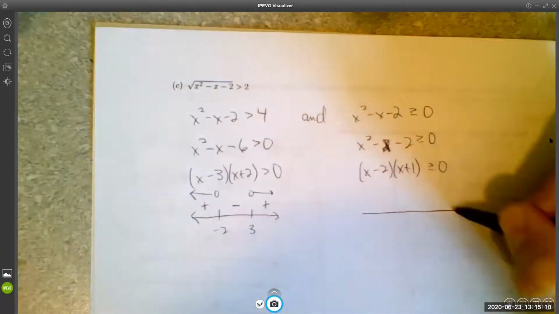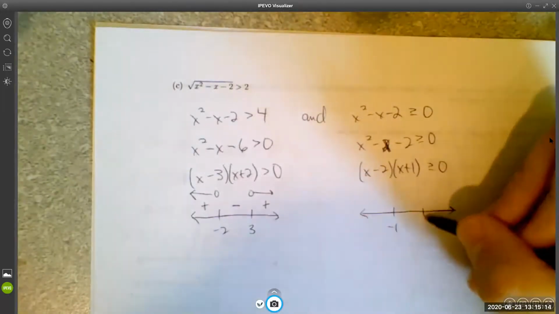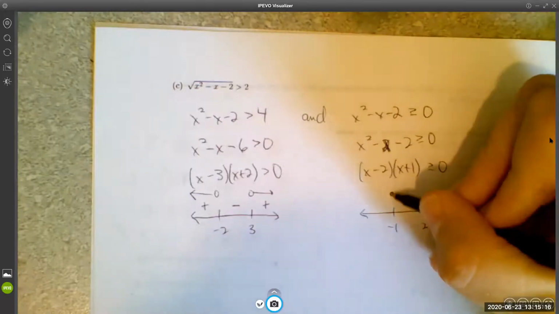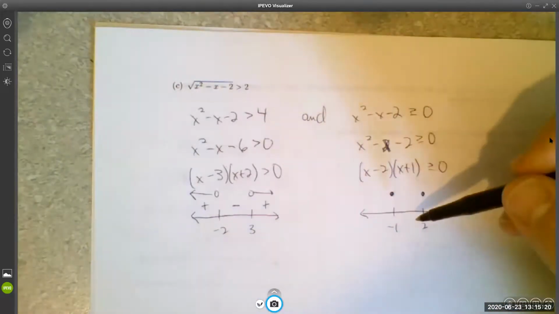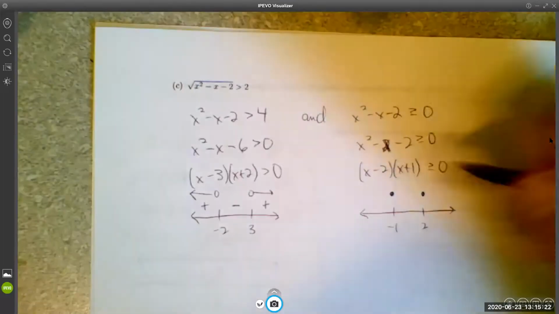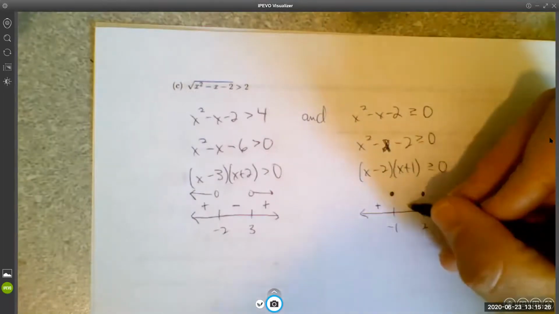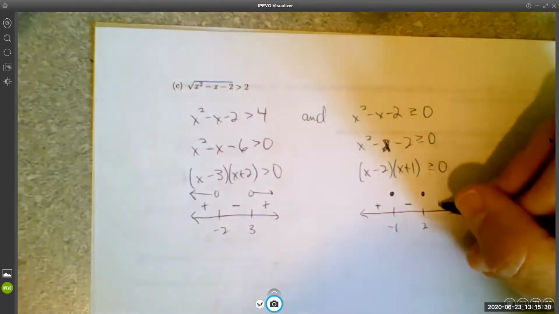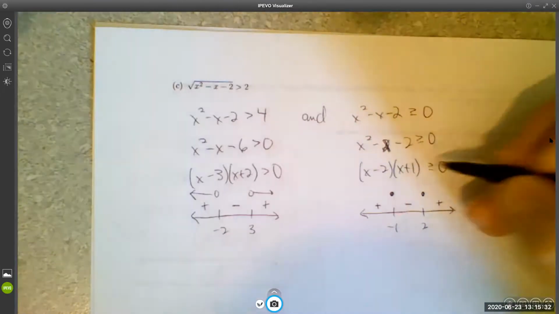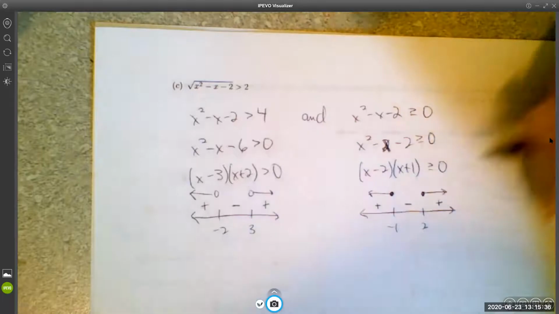Over here, I'm going to change sign at negative 1 and at positive 2. Closed circles this time. If I plug in something less than negative 1, like negative 2, I'm going to have a negative times a negative. That makes a positive. If I plug in 0, I'm going to have a negative times a positive. That makes a negative. If I plug in something bigger than 2, I'm going to have a positive times a positive, and that makes a positive. And I'm looking for where this thing is positive. That happens here and here.